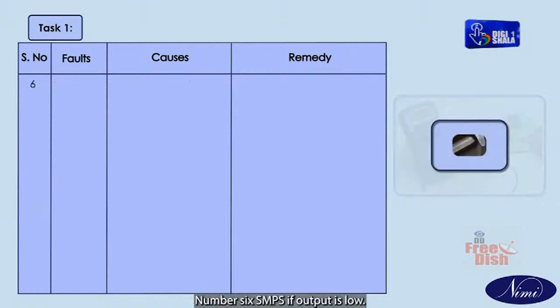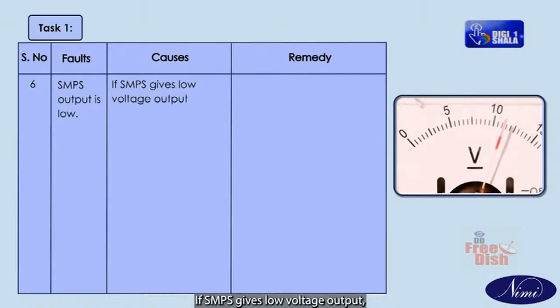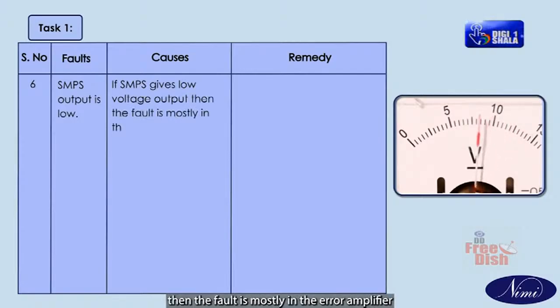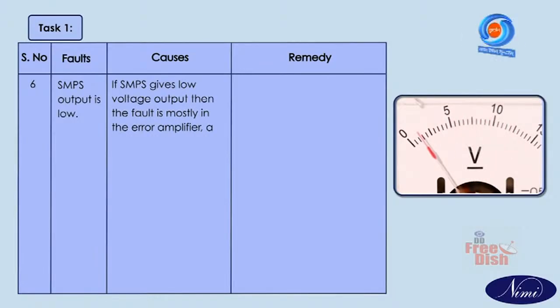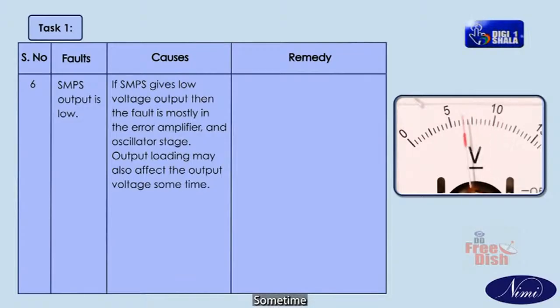Number 6. SMPS output is low. Causes. If SMPS gives low voltage output, then the fault is mostly in the error amplifier and oscillator stage. Output loading may also affect the output voltage sometimes.